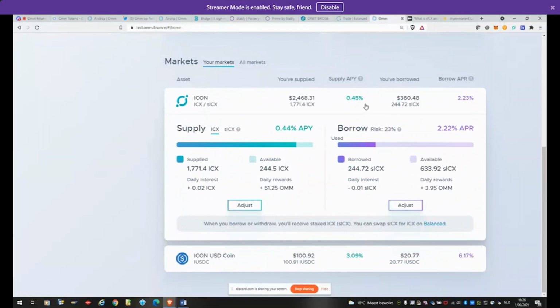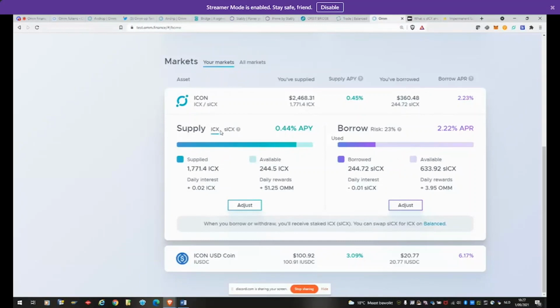Both the interest that you earn and your staking rewards will be reflected here. So it will be increasing your supply, both staking and interest. For the borrowed amount, the interest will be added here. So this is where you can see the increase of your borrowed amount and the increase of your supplied amount.